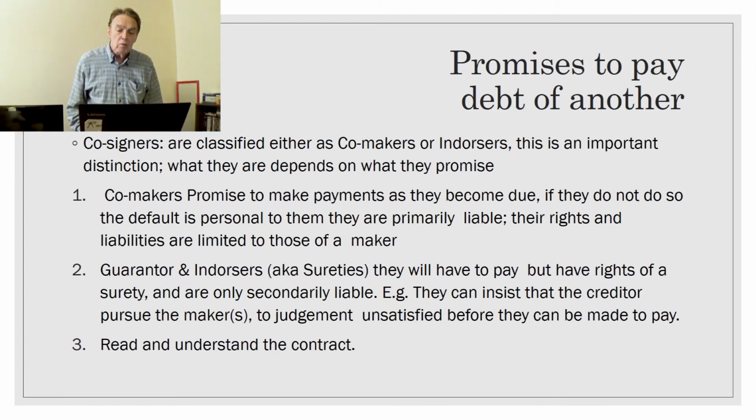If they do not do so, the default is personal to them, and they are primarily liable. Their rights and their liabilities are limited to those of a maker. The guarantors and endorsers, also known as sureties, will have to pay, but they have rights of a surety, and one of those rights is that they are only secondarily liable.